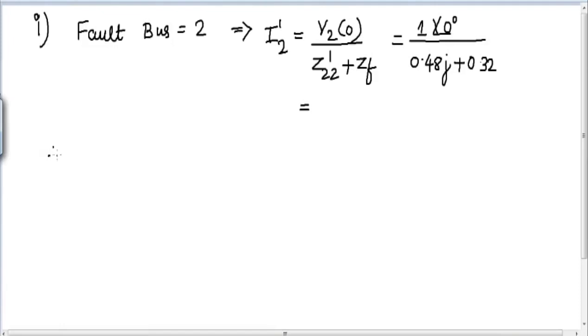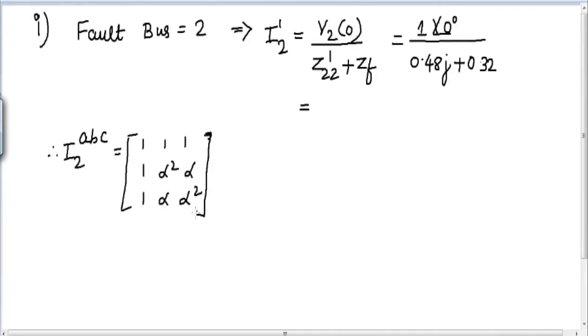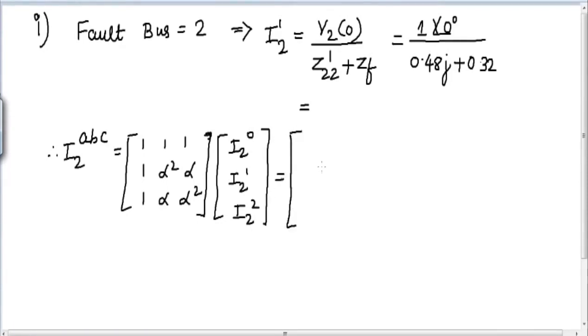Then once you get the value of I21, you have to find out I2ABC. What will be I2ABC? I2ABC will be equal to the matrix [1, 1, 1; 1, alpha square, alpha; 1, alpha, alpha square] multiplied by I20, I21 and I22. So we will get the result of our I2ABC from here. So what is the value of I21? Please reply on the chat box. What is the calculation of the I21?